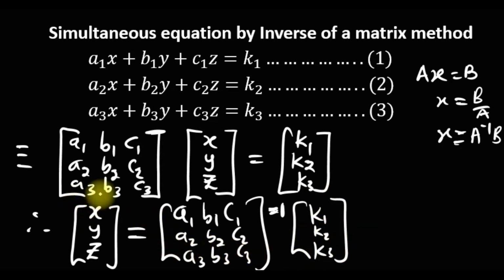Meaning that for us to solve for the variables X, Y, and Z, we need to get the inverse of this, and after that multiply by this. Whatever we get will be a column matrix. So we'll compare: the first entry becomes the first answer, and so on. The main thing is for us to get the inverse, and whatever we've gotten, we'll multiply it by this. So let's solve one example using that.